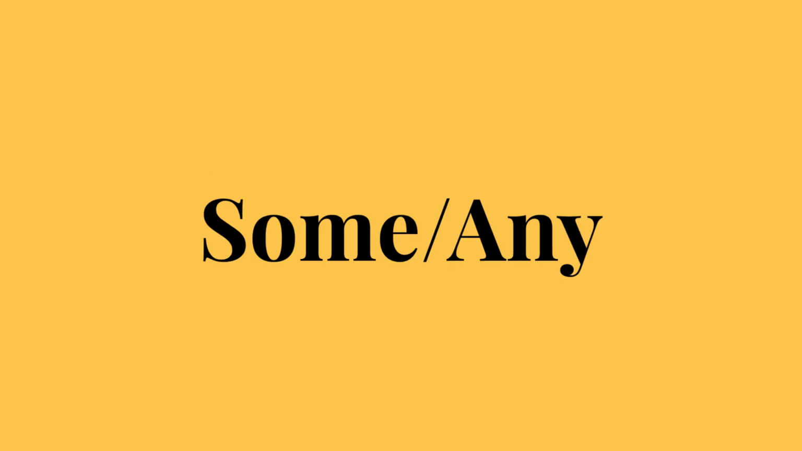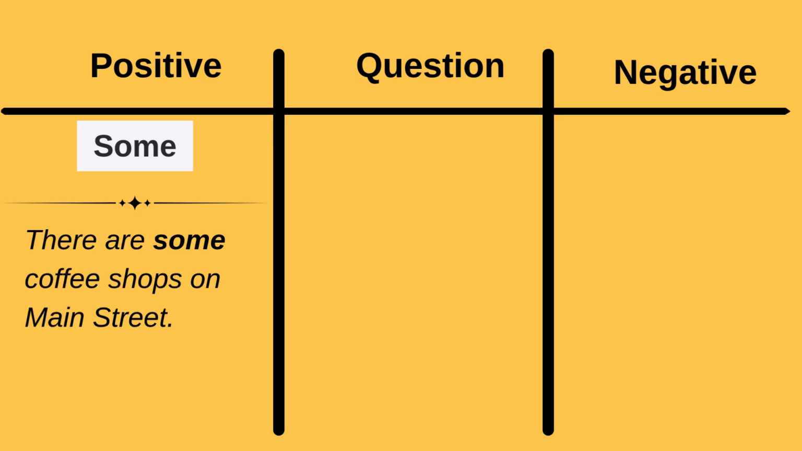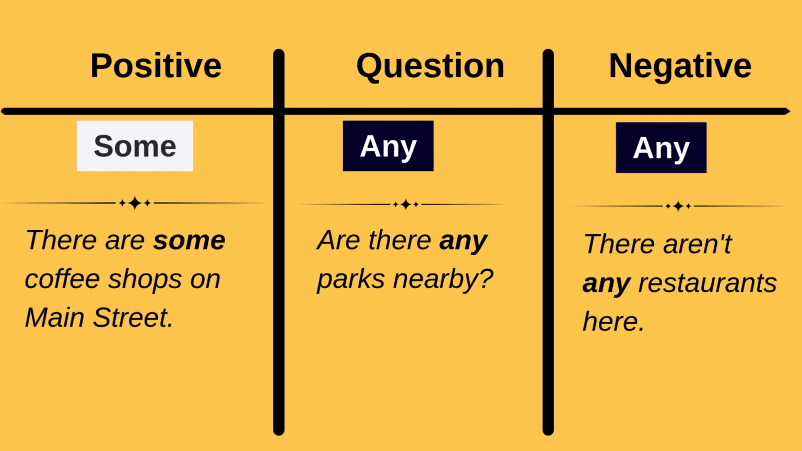And remember some and any. Positive, some. There are some coffee shops on Main Street. Question, any. Are there any parks nearby? Negative, any. There aren't any restaurants here.